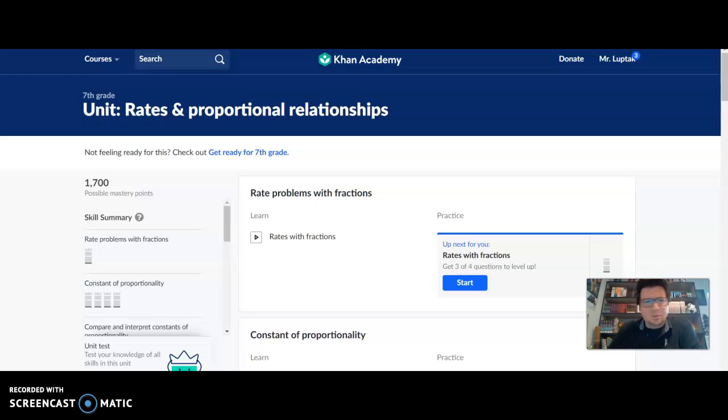Okay, here we go into unit rates. I'm sorry, just rates and proportional relationships. That's what we're doing in math today. And I know what you're asking. You're asking what is a proportional relationship?